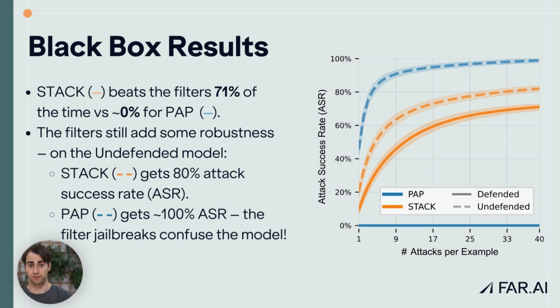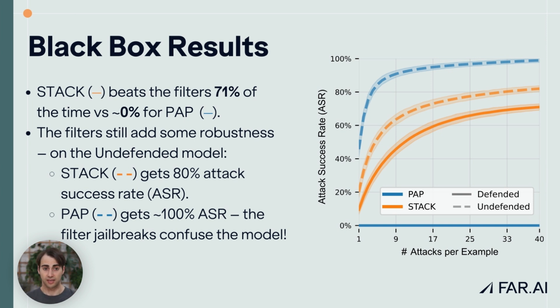So that sounds really nice in theory. How does it look in practice? Empirically, we find that this stack attack bypasses the filters 71% of the time, whereas the PAP baseline alone, this solid blue line at the bottom, never defeats the pipelines. So stack can clearly break these pipelines, but even so, safeguard pipelines are not useless.